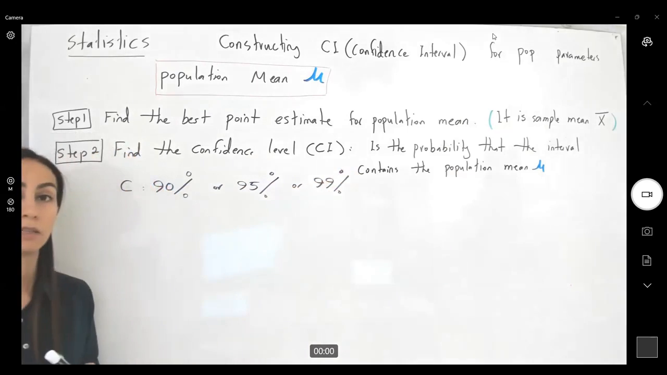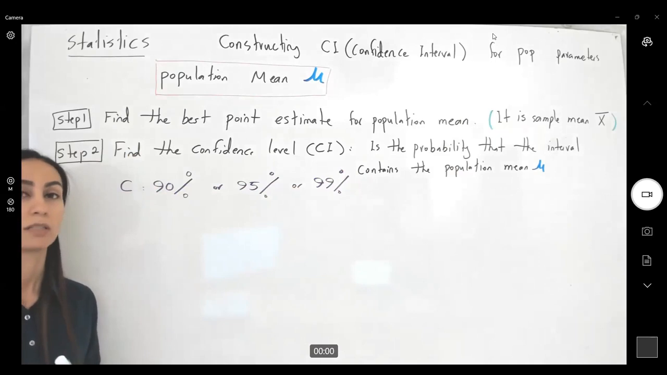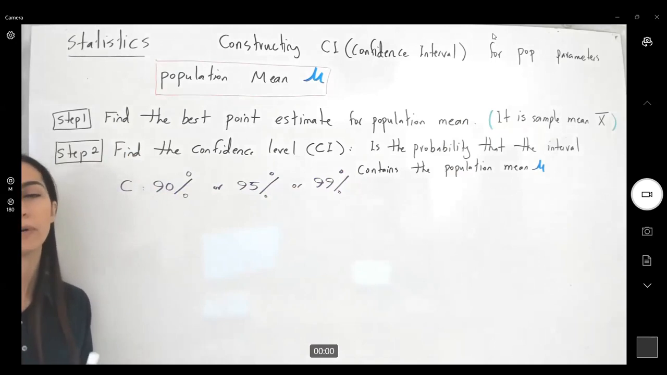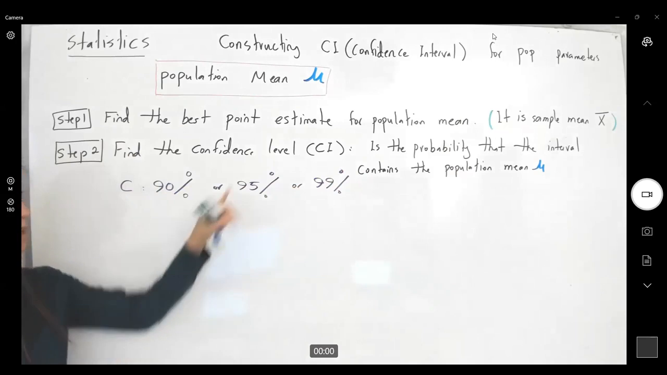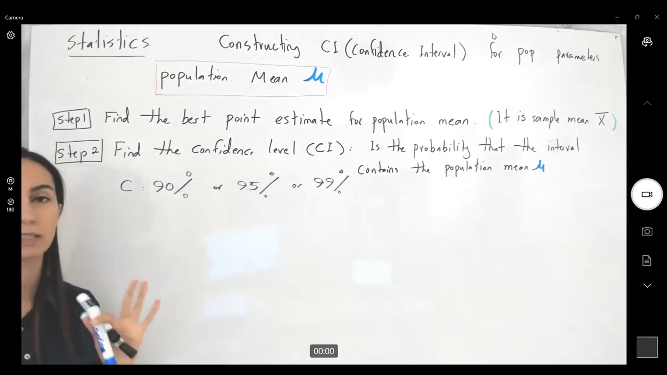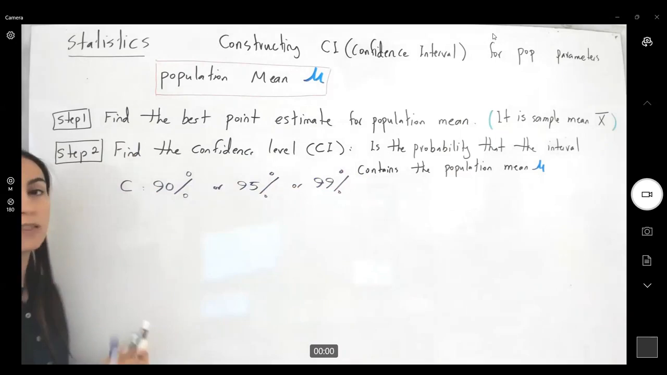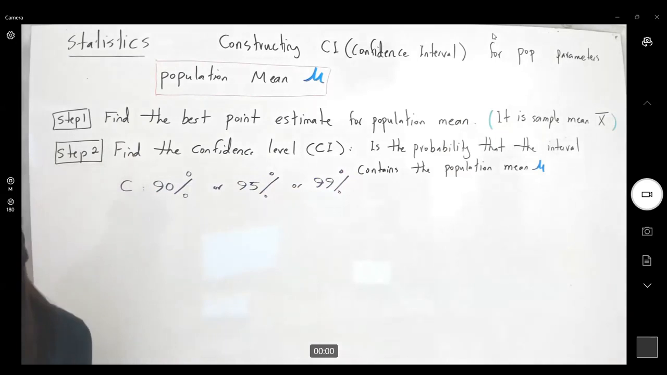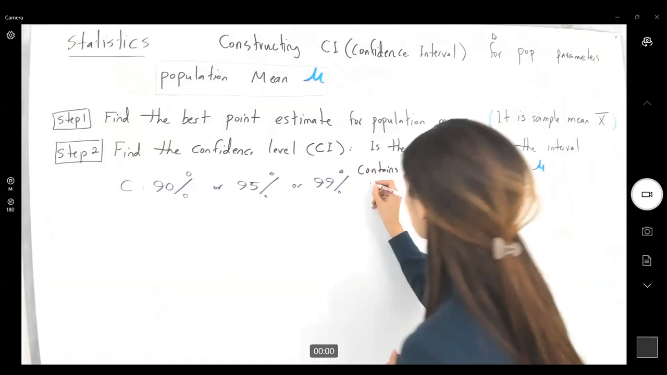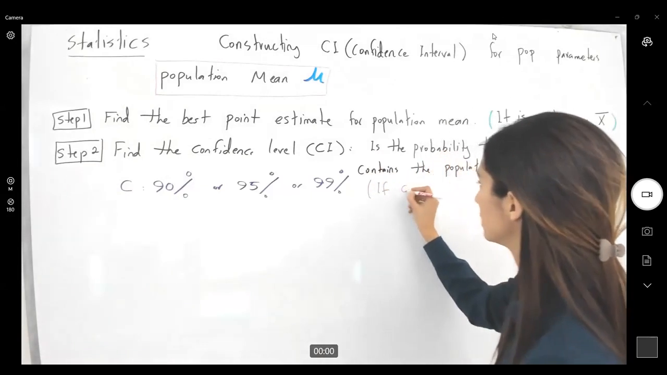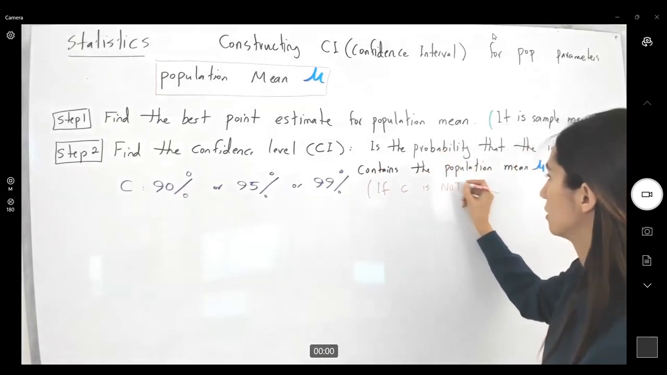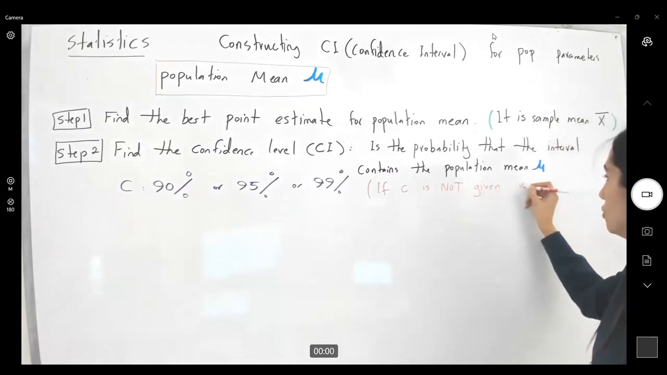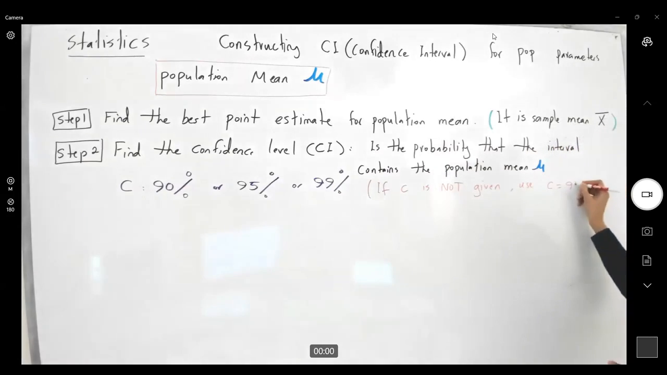Guys, remember that sometimes the person or the company that gives you the project doesn't have any preference. They say, hey, we don't care about the confidence level. In that case, if it's not given to you, you're going to use 95%. So just a quick note: if C is not given, use C equals 95%. Quick note for you.